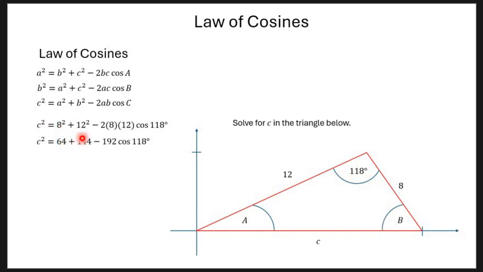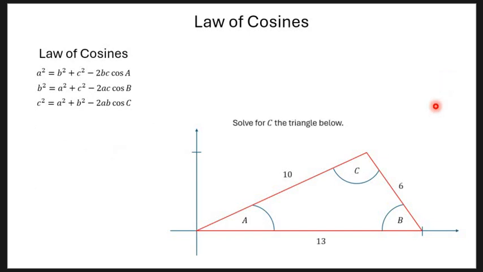8 squared is 64, 12 squared is 144, and 2 times 8 times 12 is 192. Combining these like terms, 64 plus 144 gives me 208. Then I am going to just plug this right-hand side into my calculator to get that c squared is approximately 298.1385. And if I take the square root of both sides, I get that c is approximately 17.3. So that's how we use the law of cosines when we're given a triangle where we have an angle but we don't have the side across from it.